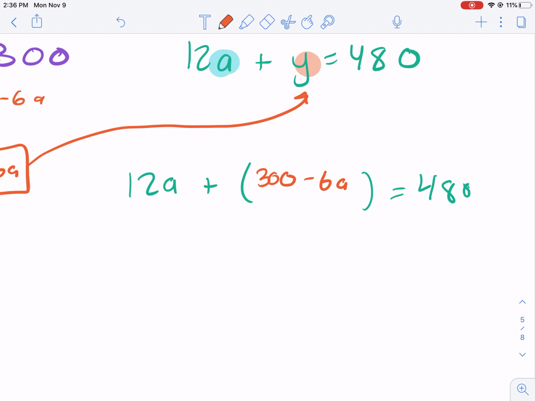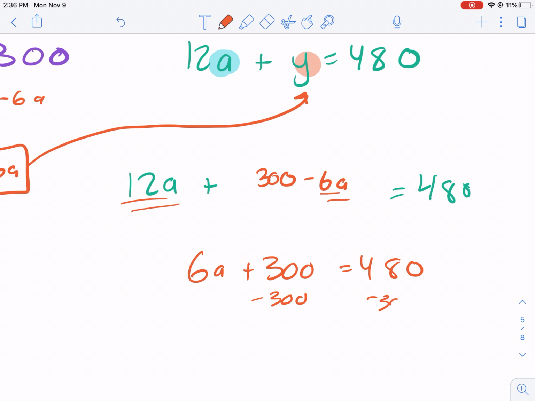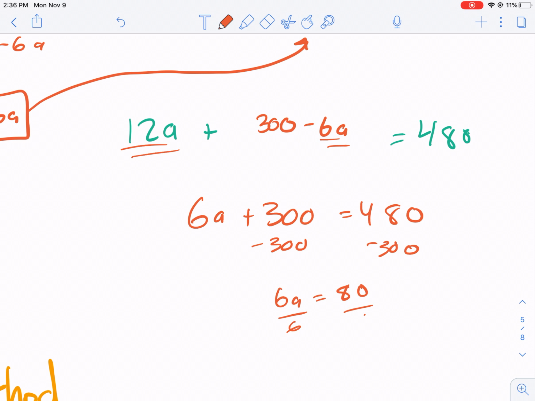So we can get rid of the parentheses because there's no multiplication outside. So I'm going to do 12a minus 6a. I get 6a plus 300 equals 480. I'm going to minus 300 from both sides. And I get 6a equals 80. Going to have to do some division here. I'm not 100% sure that's an even number, which is not great. So we get 80 divided by 6. No, it's not. Ugh.